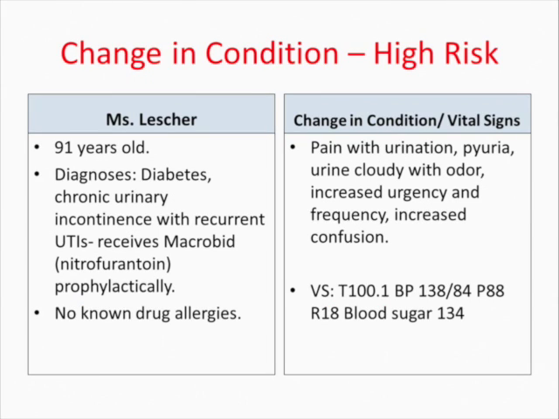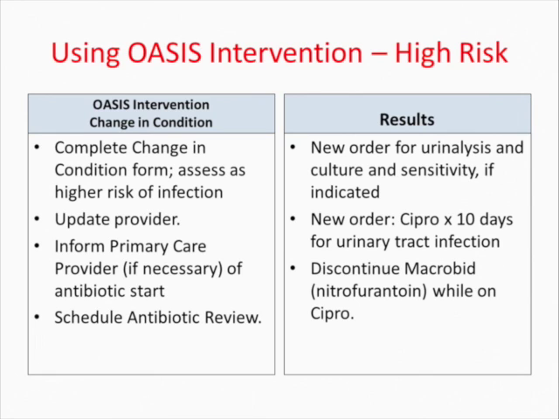Our second example is Ms. Lesher. She's 91 years old and had a change in condition with signs and symptoms of a urinary tract infection. Using the OASIS change in condition process, detailed in the OASIS change in condition pre-prescribing video, Ms. Lesher was identified as being higher risk of infection. Staff updated the provider, received new orders for Cipro 500 milligrams twice a day for 10 days for a urinary tract infection, and scheduled the antibiotic review.